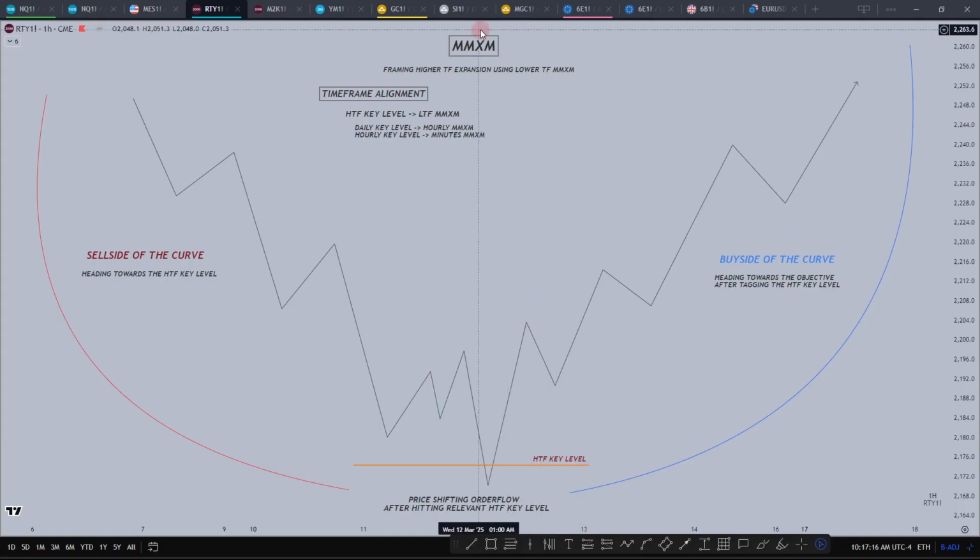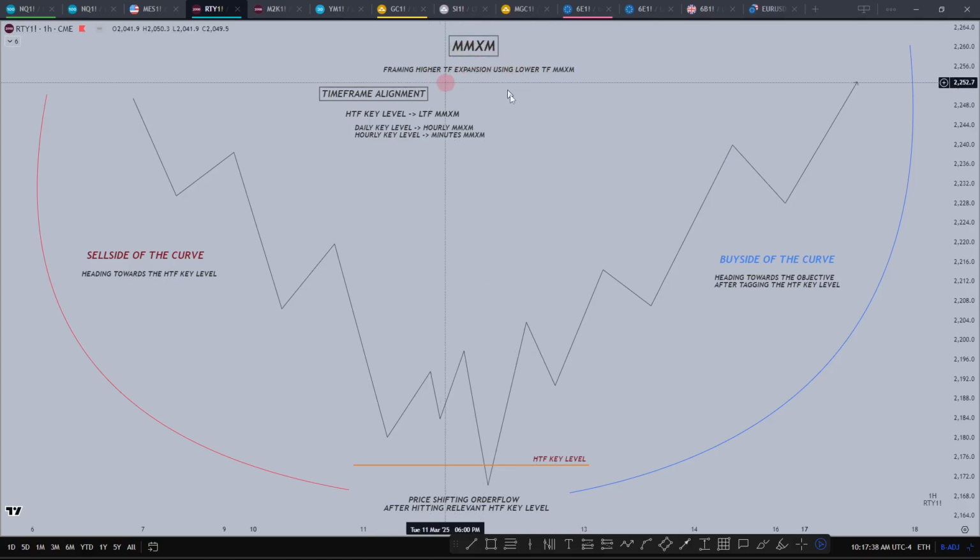Okay, and why to use MMXM? Because you would have an idea till now how to frame expansions on the higher time frame, be that H1, H4, daily, weekly, any. But how do you use that knowledge that price should expand from here? How do you frame it? You frame it using MMXM.